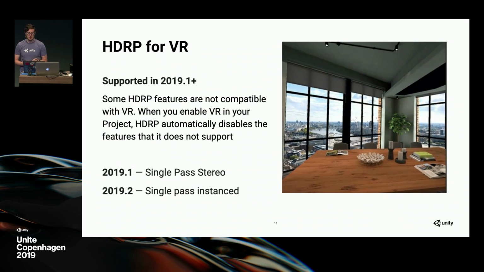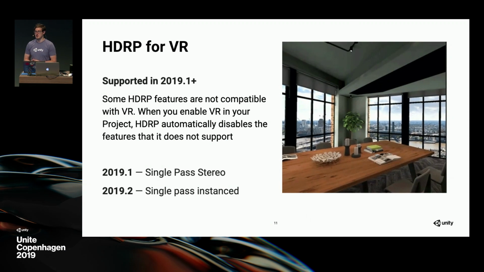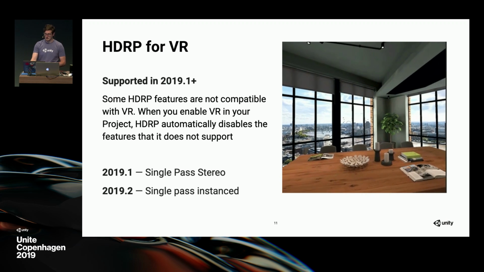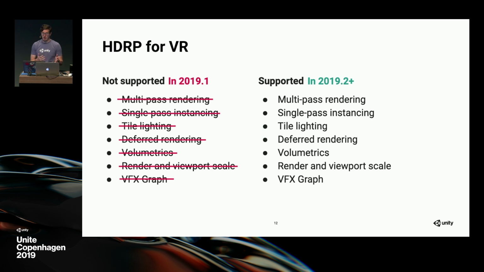In 2019.2, we added single pass instanced, which helps a lot with getting the performance that you need with the high visual fidelity. Here we have a list of things that were not supported for VR. Luckily, this was not supported in 2019.1, and in 2019.2 all of these features are supported, except for the VFX Graph. There were some issues with stereoscopic rendering in the VFX Graph.